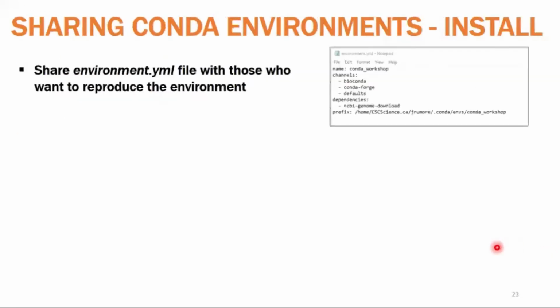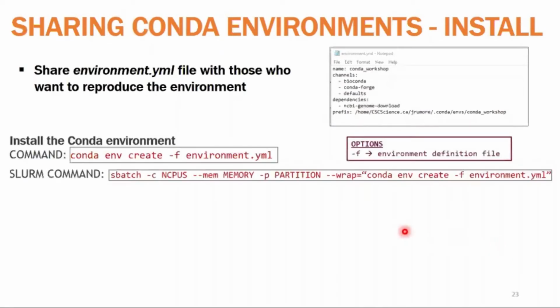So now that I've created my environment.yml file, I can share it with others who can then use it to recreate the same environment on their computer using the conda env create command. And here's just an example of what the environment.yml file looks like. So when using the conda env create command, I also have to use the -f option, which indicates that we want to create an environment from the specified file, which in this case is our environment.yml file.